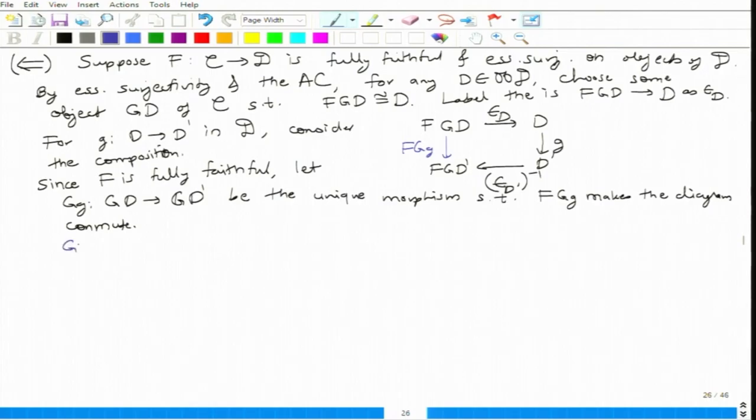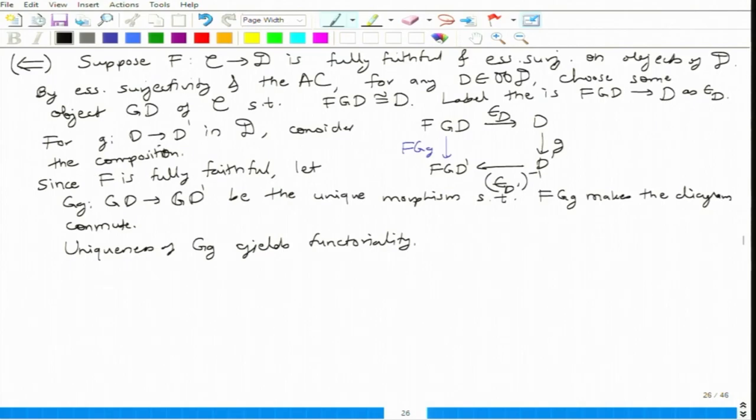So, uniqueness of GG actually yields functoriality. So, here also when we are doing identity, we are saying that from FGD to FGD, there is the identity map, namely one sub FGD, and that identity map definitely makes this diagram commute. So, nothing else can make the diagram commute. So, it must be identity itself.